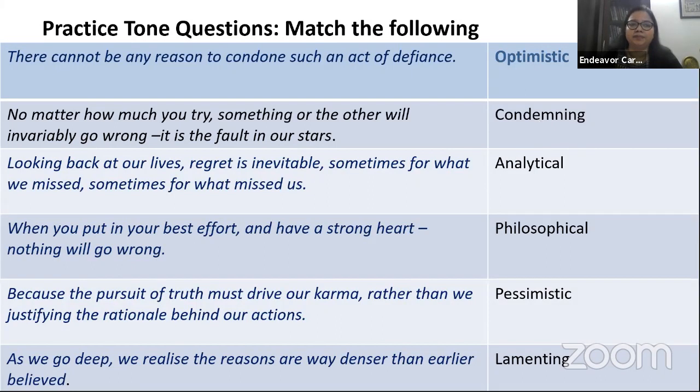Correct? I'm condemning. No matter how much you try, something or the other will invariably go wrong. It's the fault in my stars. It's something like, you know, I'm fated. This is my fate. It's always wrong. Things always go wrong. It's written in my stars. So that is obviously pessimistic. You're being very pessimistic here, correct? Something will always go wrong.